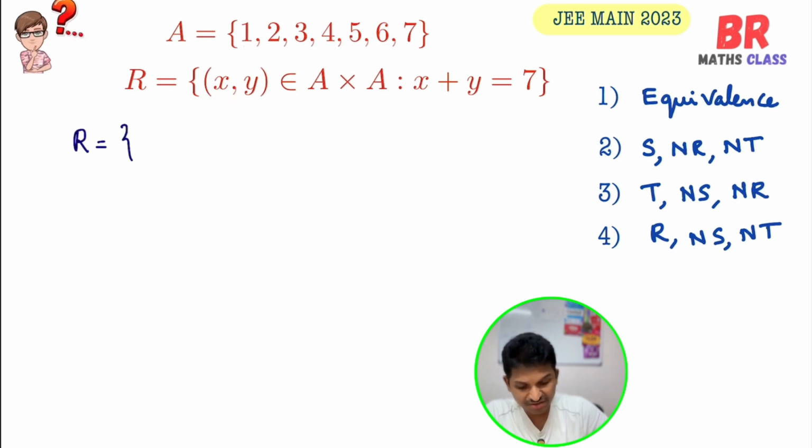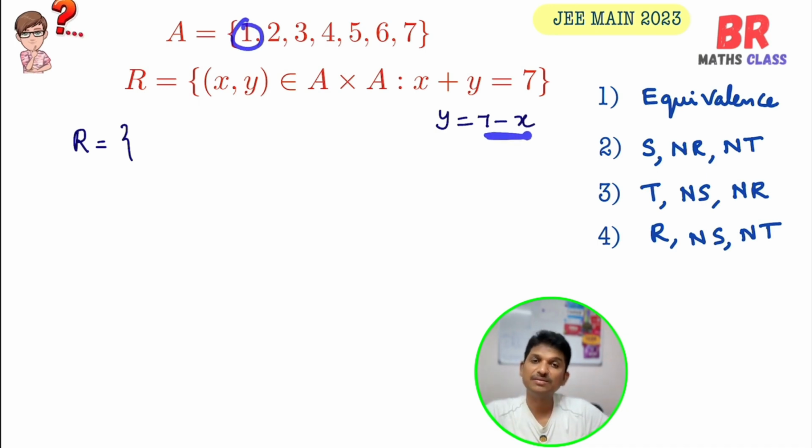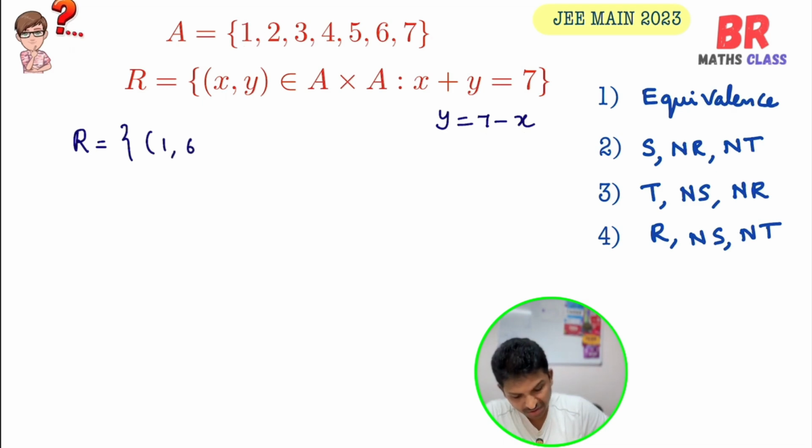What is y from this? I'll write here. What is y from this? Y is 7 minus x. Okay, so you take x is 1. You put x is 1 here. 7 minus 1 is 6. So what is the ordered pair? The ordered pair (1, 6) belongs to this relation. I hope you are understanding.